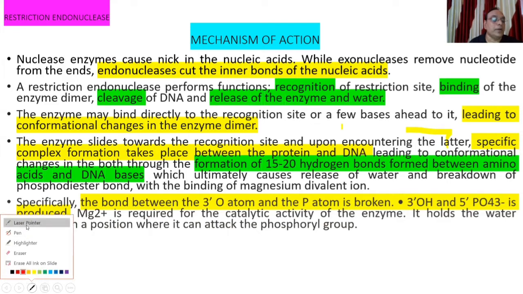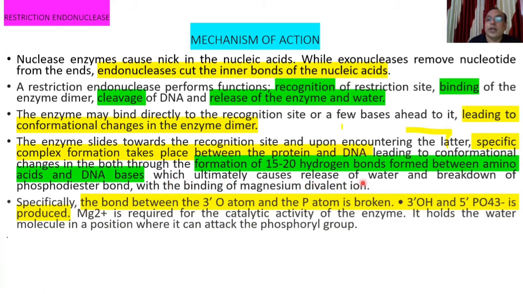Let me have the laser pointer. So what happens is that 15 to 20 hydrogen bonds will be formed between amino acids and DNA bases, which ultimately causes release of water and breakdown of the phosphodiester bond. So the breakdown of the phosphodiester bond will be accomplished by the attachment of OH group to one and H to the other. So specifically the bond between the 3' O atom and the P atom is broken.